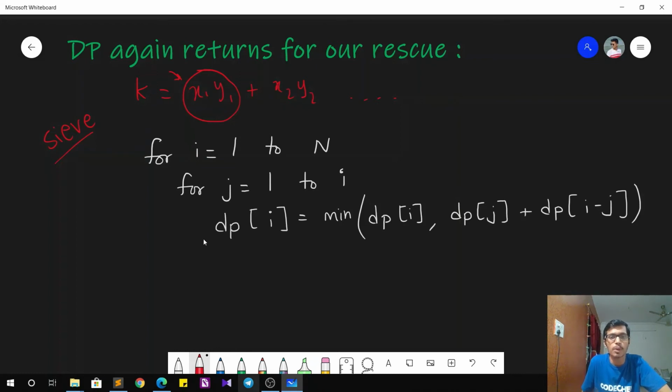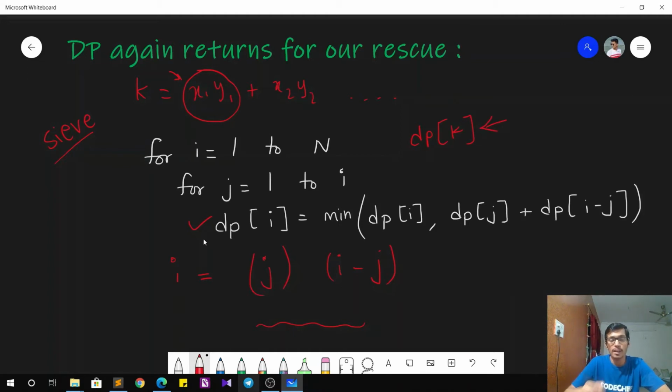For example, dp of I equals minimum of dp of I, comma, dp of j plus dp of I minus j. So what we are doing here is breaking our current number I into two terms, that is j and I minus j. If by breaking I into two terms the answer is minimizing, then we update dp of I. And as we are doing this in a bottom-up fashion, it ensures that at all steps our dp of k or dp of I is always the minimum.